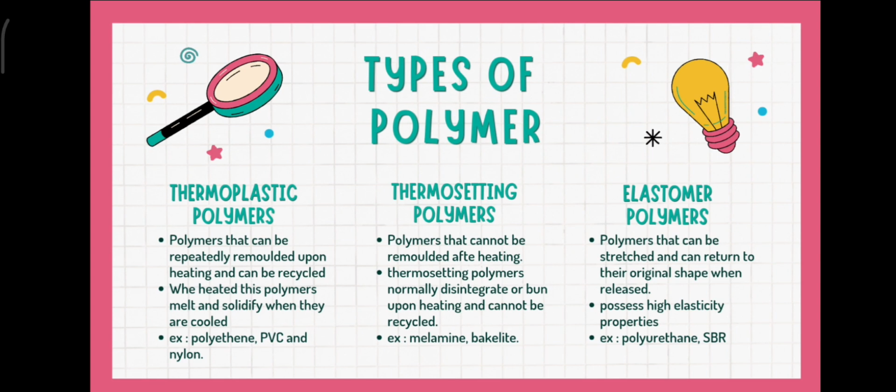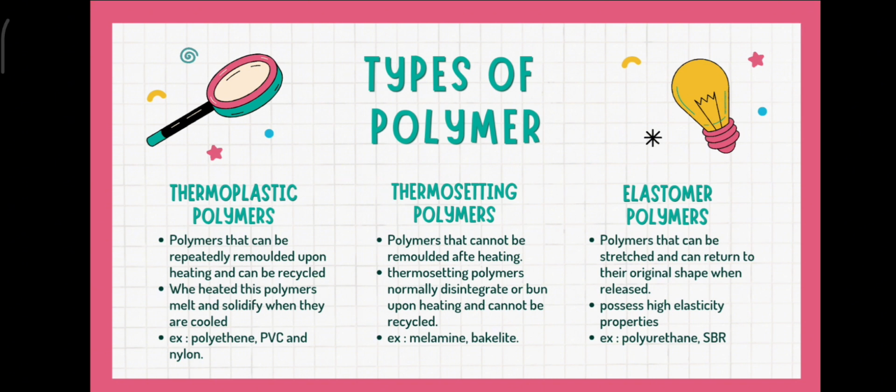There are three types of polymer. The first one would be thermoplastic polymers. These are polymers that can be repeatedly remolded upon heating and can be recycled. When heated, these polymers melt and solidify when they are cooled, for instance, polyethylene, PVC, and nylon.